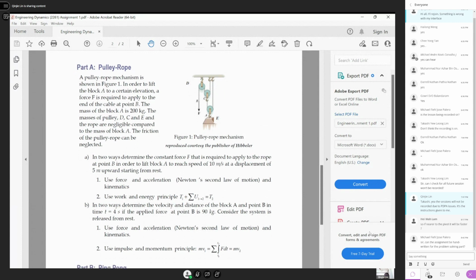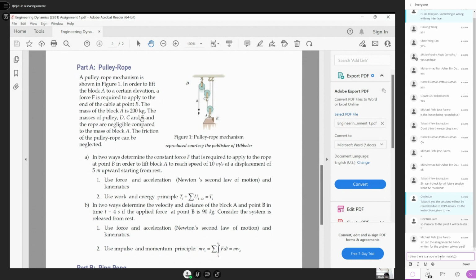Okay, so I'll briefly go through the question. Part A is this illustration here. A pulley rope mechanism is shown in this figure. In order to lift the block A to a certain elevation, that means you lift it up, a force F is required to be applied to the end of the cable at point B. That means if you pull point B down, point A should go up. That's what it's trying to say. The mass of the block A is 200 kg.